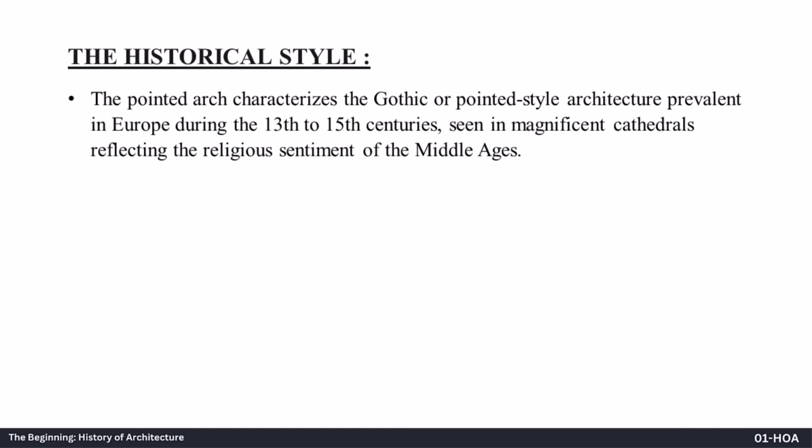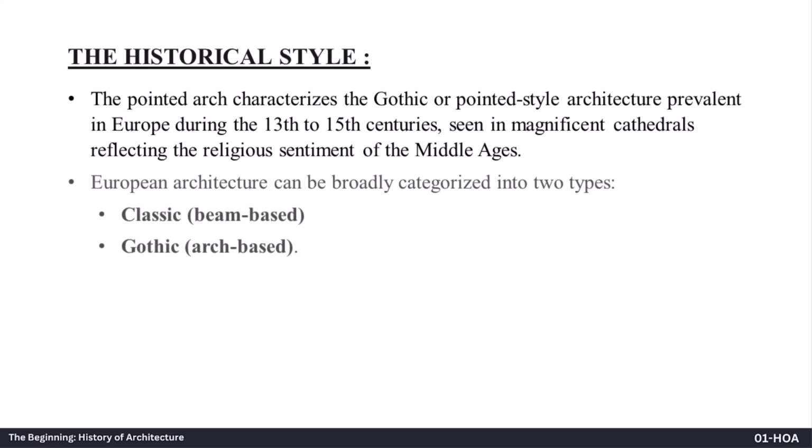The pointed arch characterizes the Gothic or pointed style architecture prevalent in Europe during the 13th to 15th centuries, seen in magnificent cathedrals reflecting the religious sentiment of the Middle Ages. European architecture can be broadly categorized into 2 types. First is classic, beam-based. Second is Gothic, arch-based.